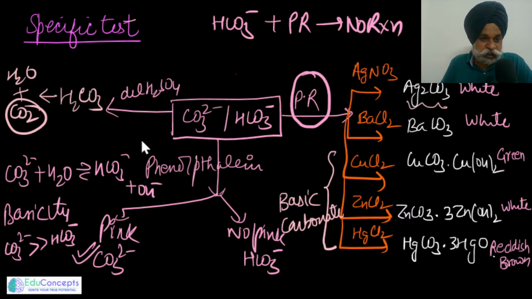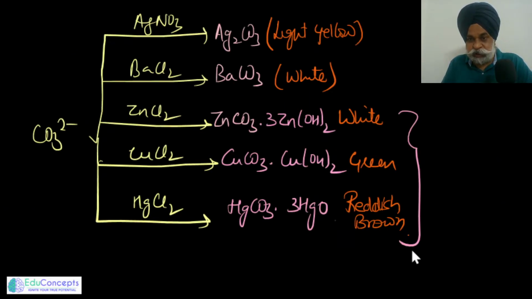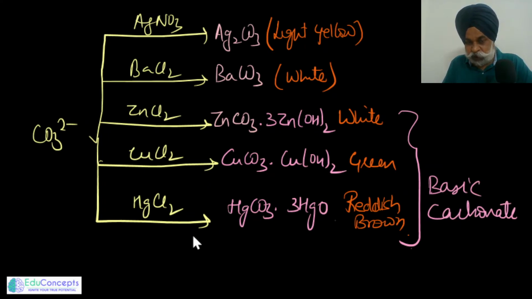I already have talked about the precipitating anion. Here, these are very important because these are basic carbonates. So you can be asked a direct question: which among the following carbonates is a basic carbonate? Zinc carbonate, because when precipitated it would get zinc hydroxide along with it, just like in copper also, and mercury gets precipitated as carbonate along with the oxide.